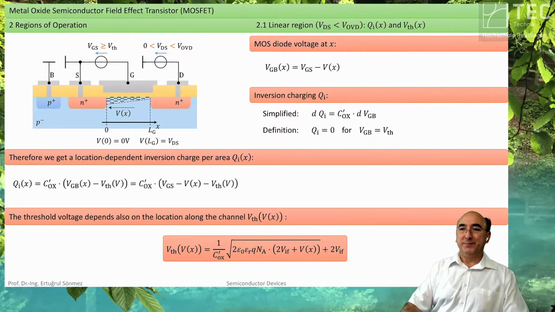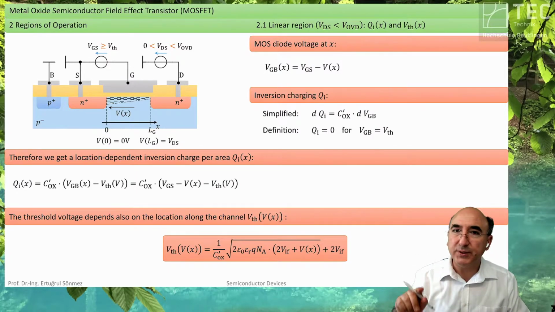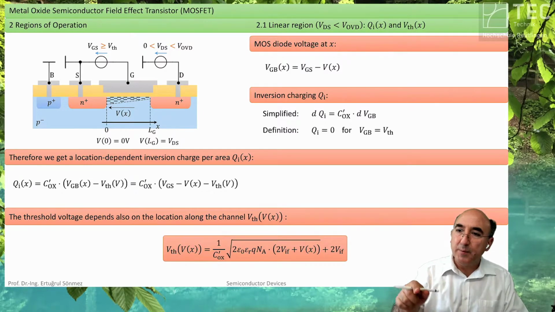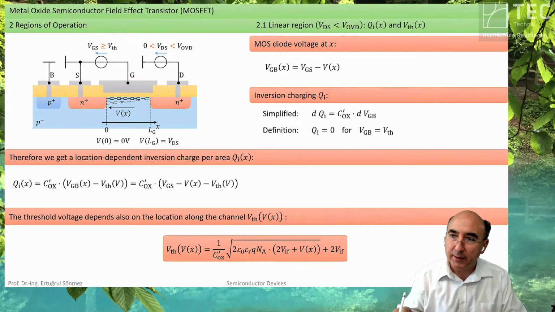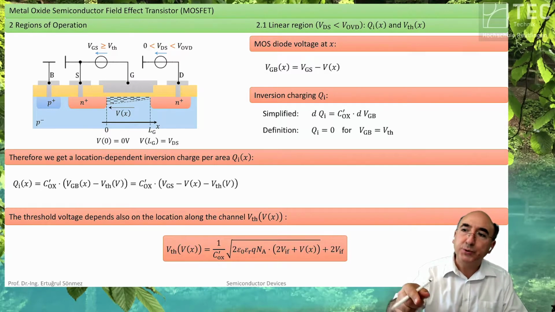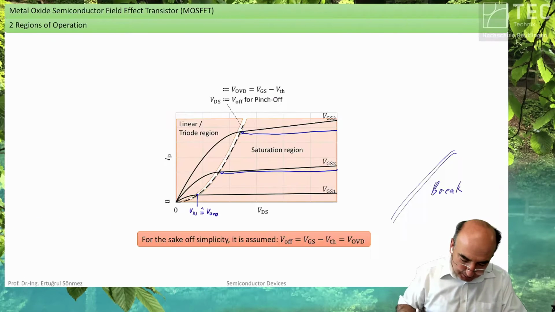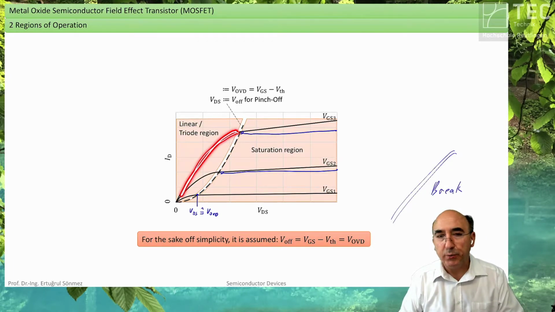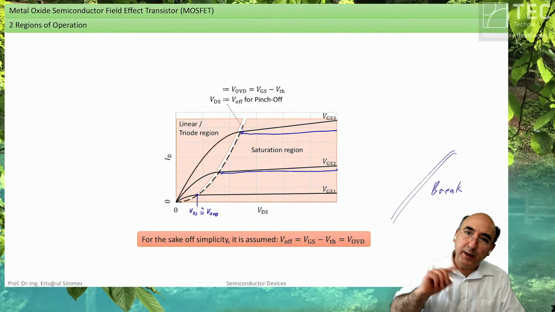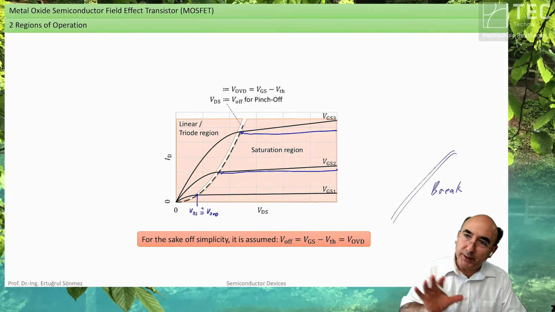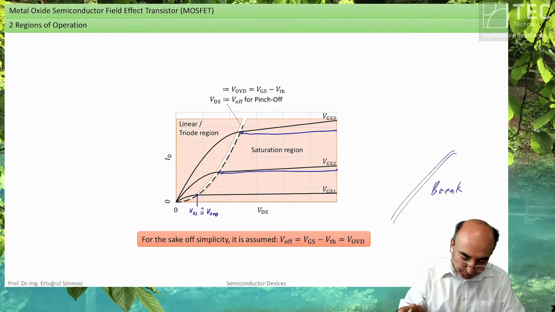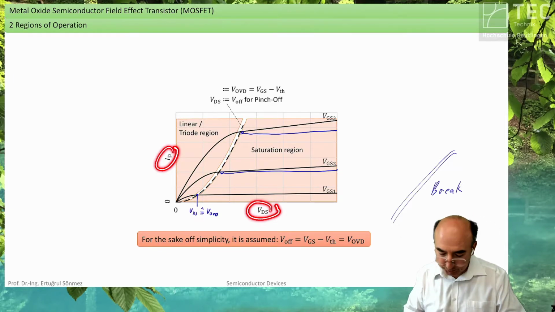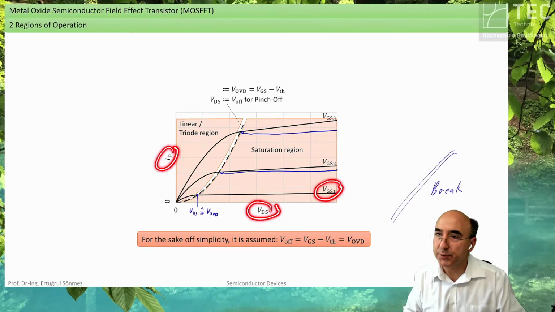Let's try. My purpose now is not the calculation itself. My purpose is the path we go through to calculate this current. We try to understand how we have to treat all these equations to get a drain current as a function of the drain source voltage and the gate source voltage.